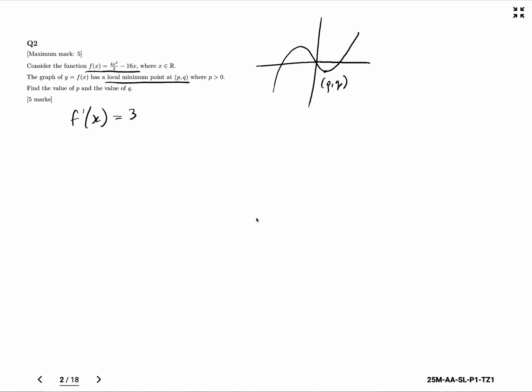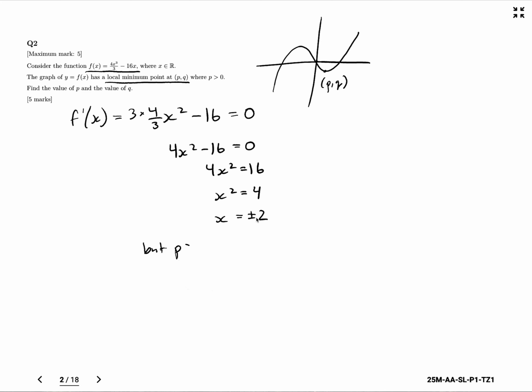So multiply by 3 and put the power down by 1, and minus 16, and we know that this whole expression has to be equal to 0. So 4x squared minus 16 is 0, 4x squared is 16, so x squared is 4, and that means that x is plus or minus 2. But we already know that x has to be positive because p is positive, so the value that we're interested in is p equals 2.